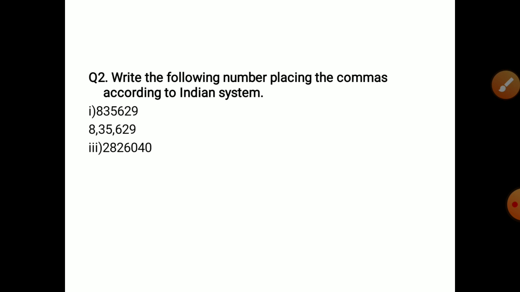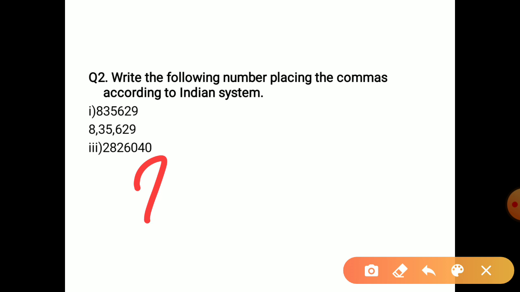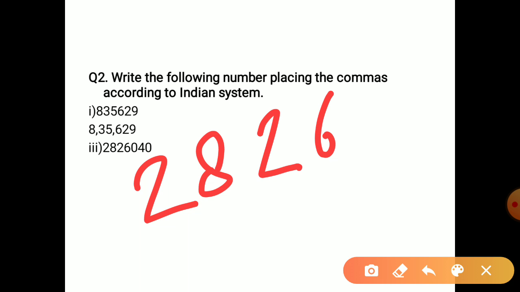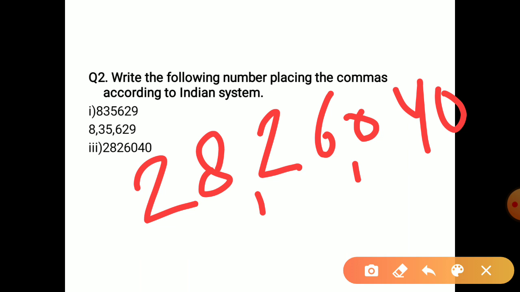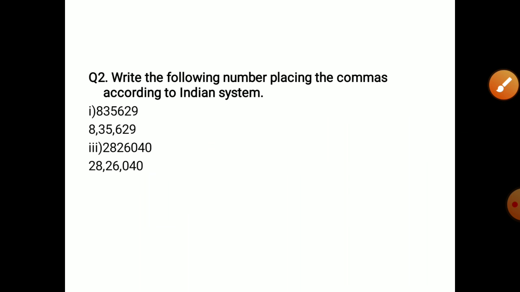This is my second number, 282640. Now in our ones period we have 3 digits, 1 2 3. My first comma will be here. In my thousand period, my second comma will be after 2 digits, so I will make a comma here. And in lakhs period we also have 2 digits. So my question is solved. We read it as 28 lakhs 26,040.